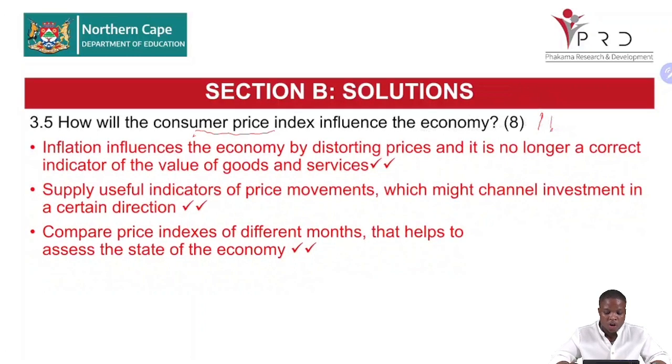Inflation influences the economy by distorting prices, and it is no longer a correct indicator of the value of goods and services. So when prices are increasing, then the purchasing power decreases, then our value of goods and services also are impacted there. It supplies useful indicators of price movement, which might channel investment in a certain direction. So by looking at the CPI, remember that is giving us what? Inflation. So by looking at the CPI, we may know the movement where the economy is heading. Then it may give us a way to make a decision as well.